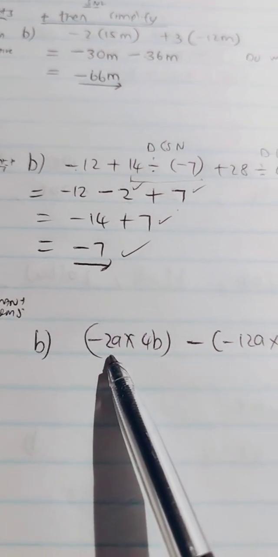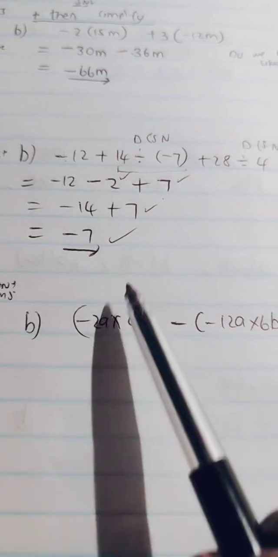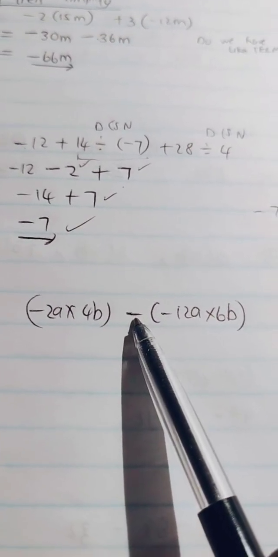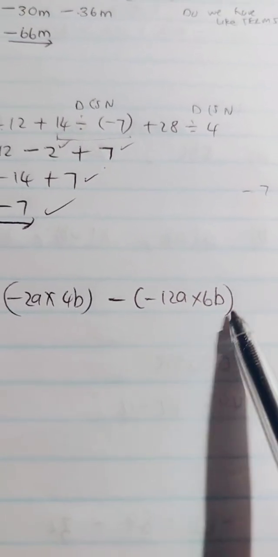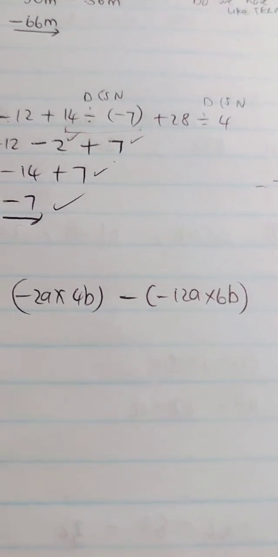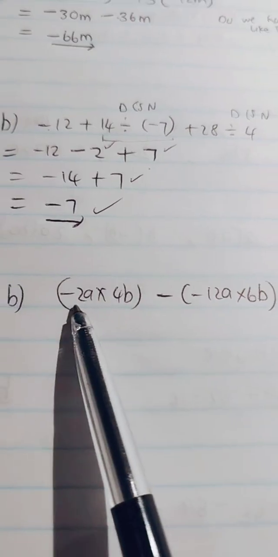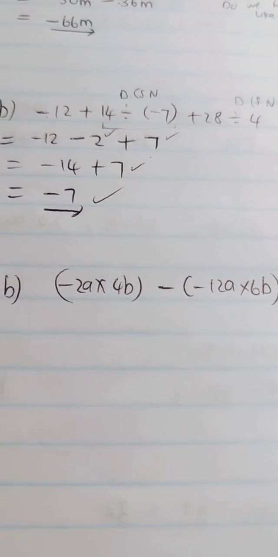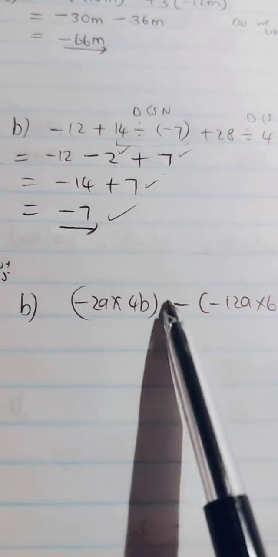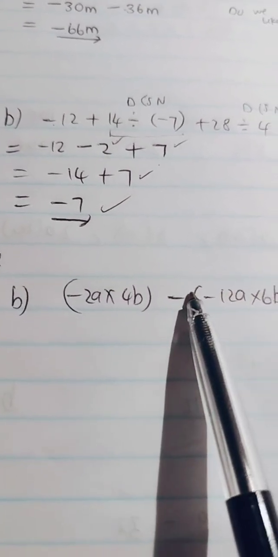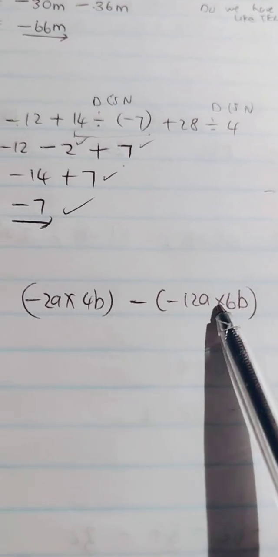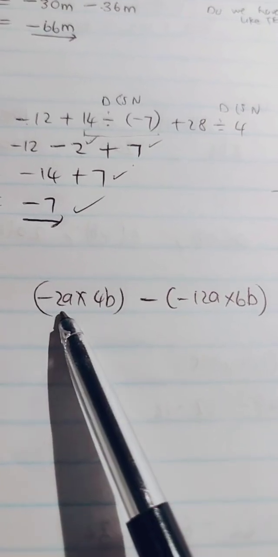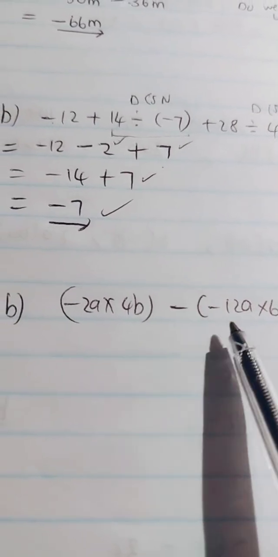Negative 2a times 4b in brackets minus brackets minus 12a times 6b. Okay, so once again we are going to ask the important question, how many terms in the expression? So we go straight, we see the bracket that makes it one term, there's a minus sign that separates. We have minus 12a times 6b inside the brackets. So in all, we have how many terms? 1, minus sign, 2.